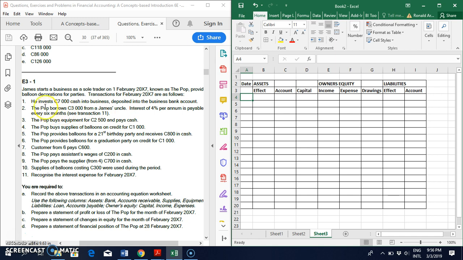So let's read the first transaction. He invests 7,000 Rand cash into the business. So we know transaction 1, he provides money to the business. So it's plus 7,000, and the account involved would be bank. This will go under capital as it's a contribution by the owner. So we say plus 7,000.